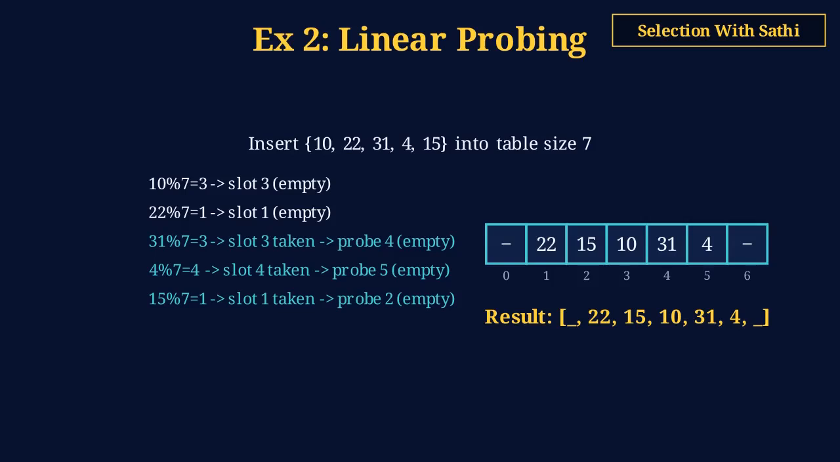4 mod 7 is 4, taken by 31, try 5, place there. 15 mod 7 is 1, taken, try 2, it is empty. Final table: empty, 22, 15, 10, 31, 4, empty.